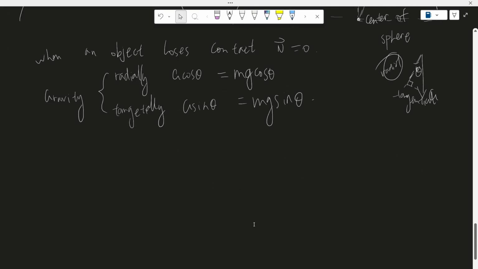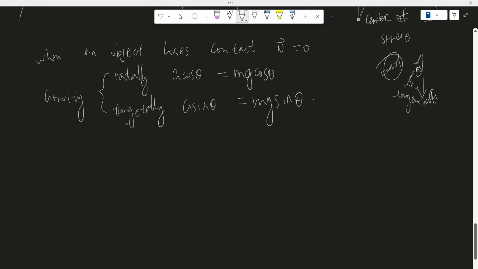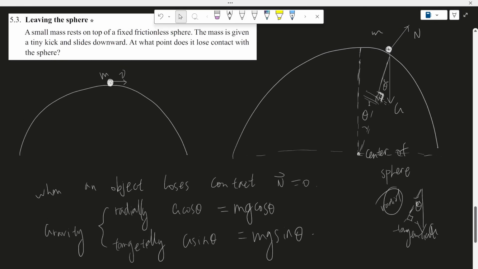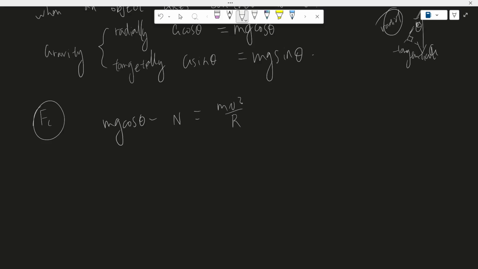And then after that, what we can do is try to write out an equation for the centripetal force. We know that for the mass to stay on the sphere, we need a centripetal force in the radial direction. So the radial component of gravity points towards the center, so it provides centripetal force, and the normal force points opposite to that. And so we can write the equation mg cosine theta minus N equals mv squared over r, v being the speed that the mass is sliding down the sphere.